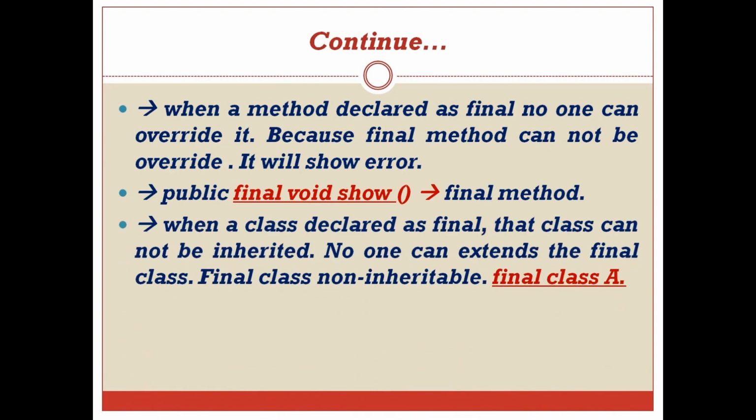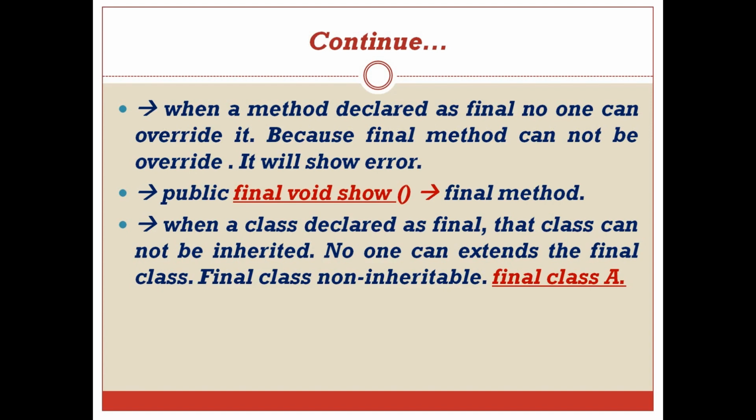And when a class is declared as final, that class cannot be inherited. No one can extend the final class. So a final class cannot be extended by another class. Final classes are non-inheritable. Suppose the class name is A, we can write this as final class A. Now that final class cannot be extended by a child class. That is what final means.